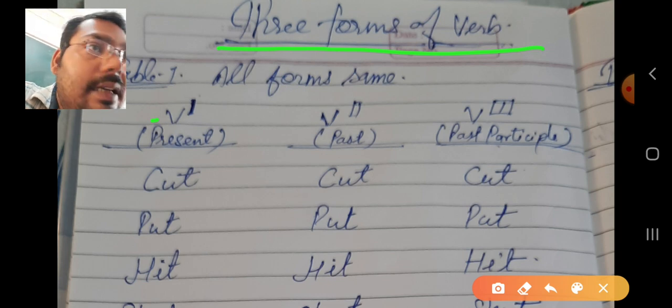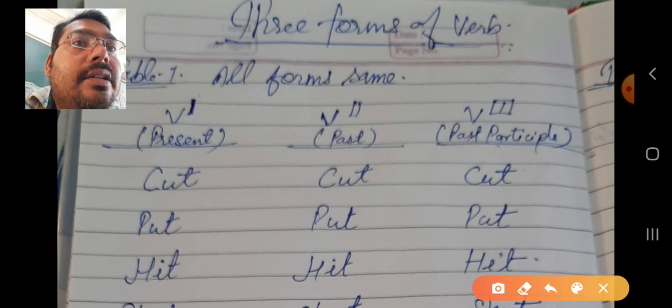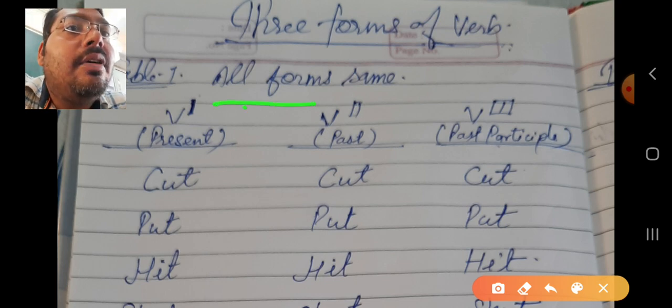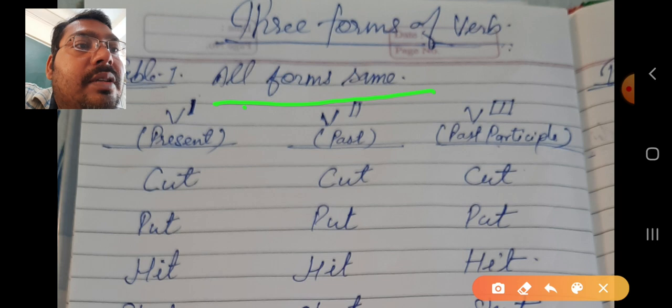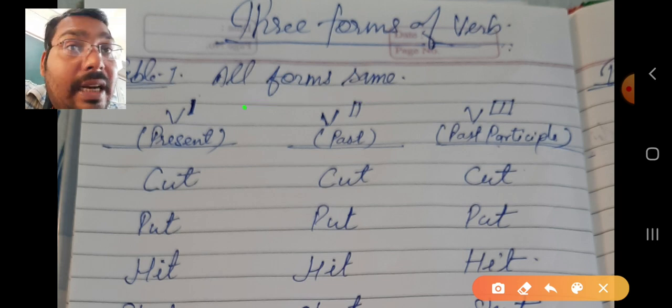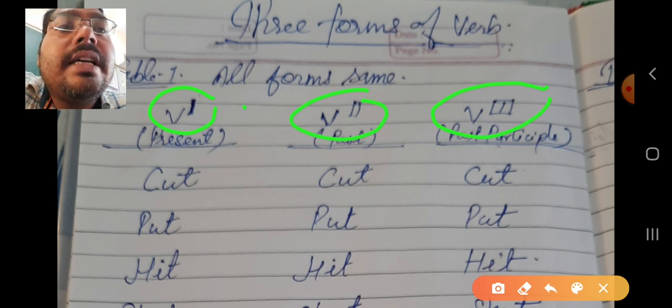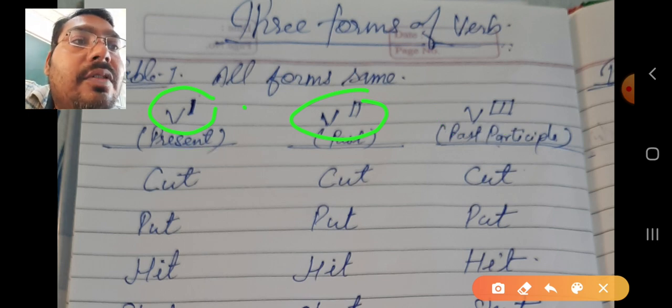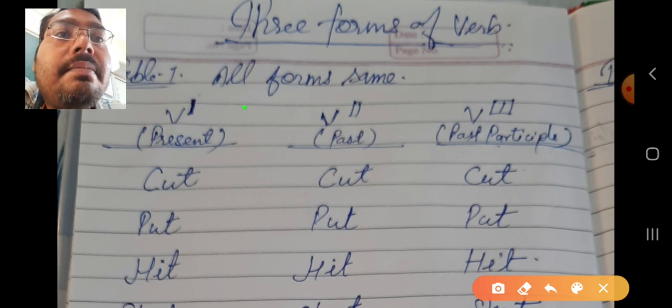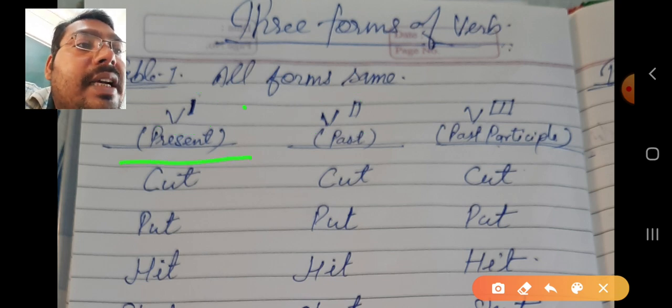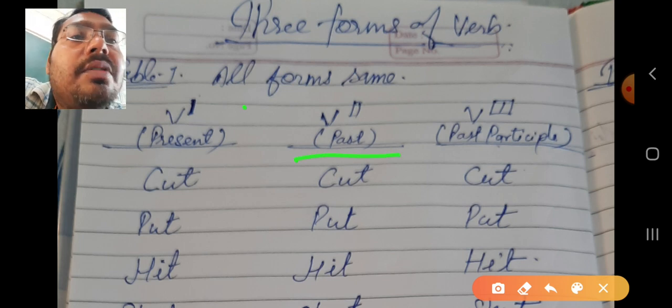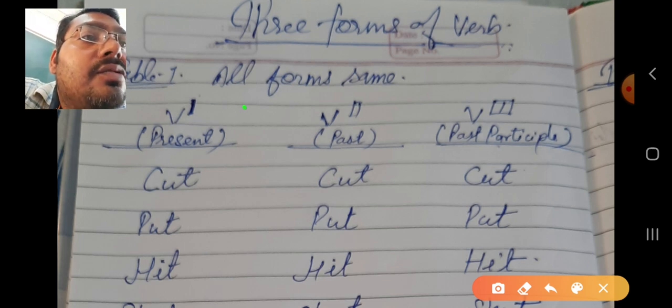And in this table I have included those verbs that have all forms the same. What are the forms of verb? There are three forms of verb: verb first form, verb second form, and verb third form. Verb first form is also known as present form of verb. Verb second form is known as past form of verb. Verb third form is known as past participle form of verb.